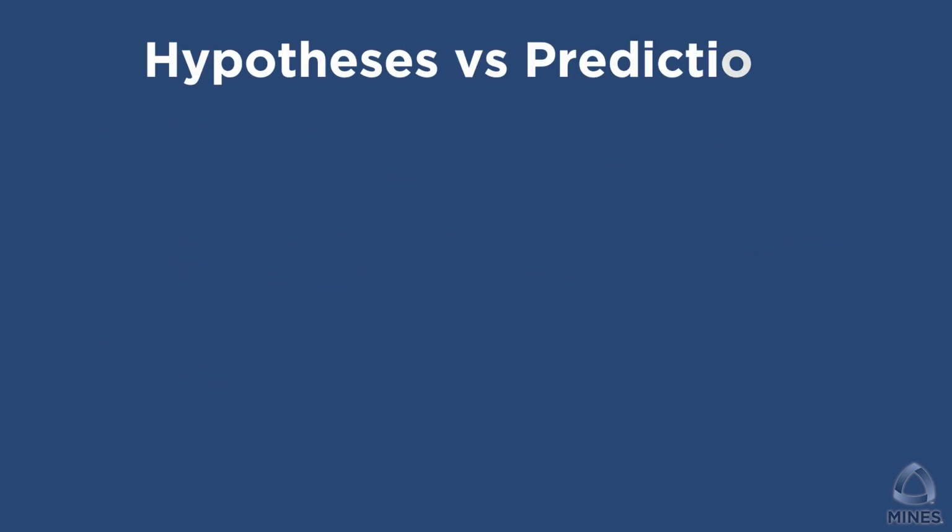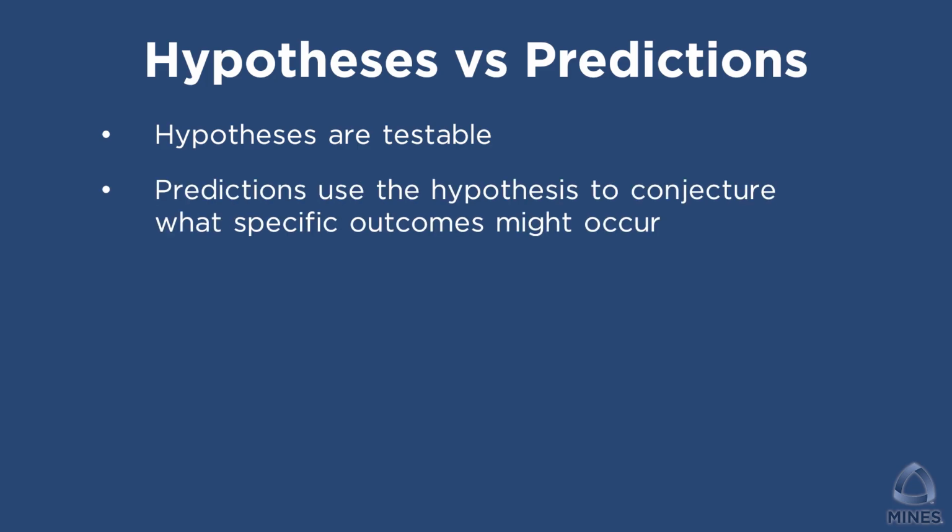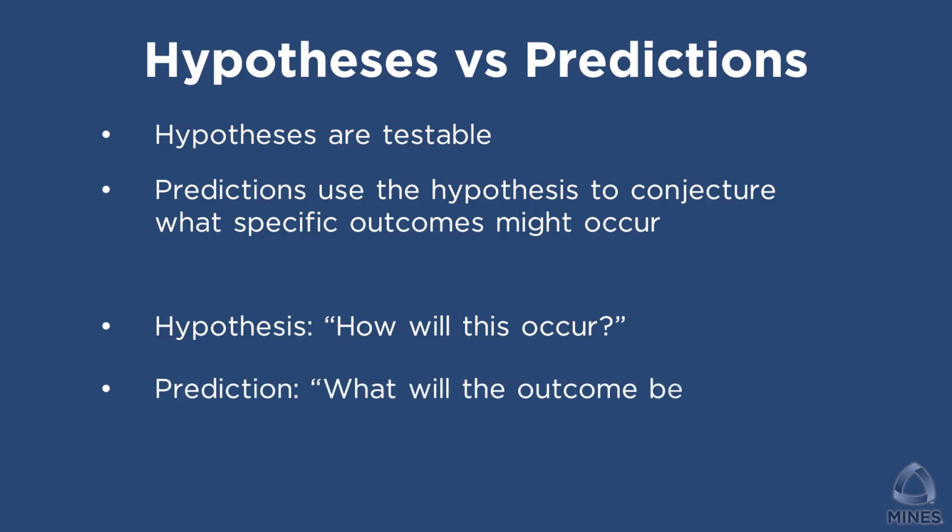The main difference between a hypothesis and prediction is that a hypothesis is testable, whereas a prediction uses the hypothesis to conjecture what specific outcomes might occur. In other words, the hypothesis explains how this will occur, whereas the prediction suggests what the outcome will be.